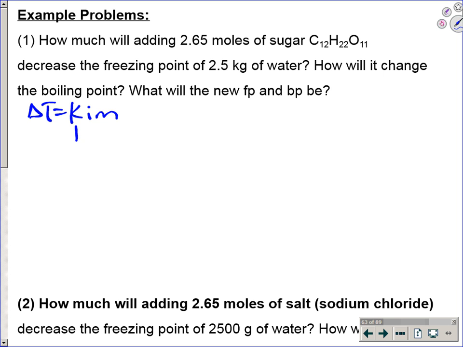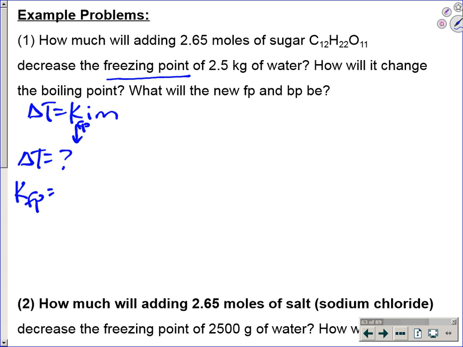K is going to be referencing, let's do the freezing point one first, right? And what is this sugar going into? It's going into water, right? So I must use the K value for water, right? And since I'm doing freezing point first, I'm going to put K_fp right there. Notice it says, how much will it decrease the freezing point? So which variable here is my question? Temperature, right? So delta T is my question.